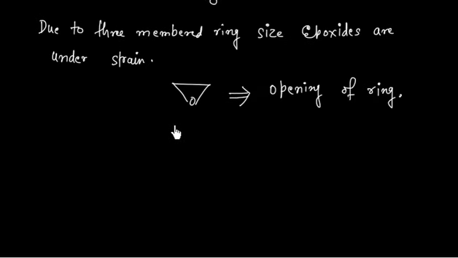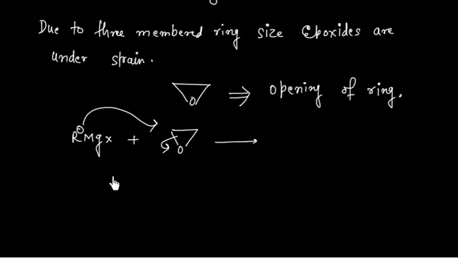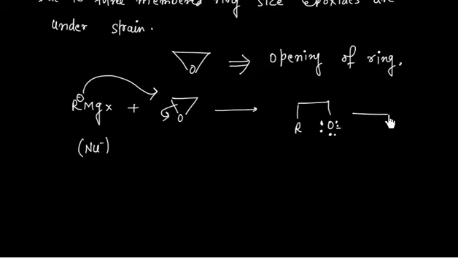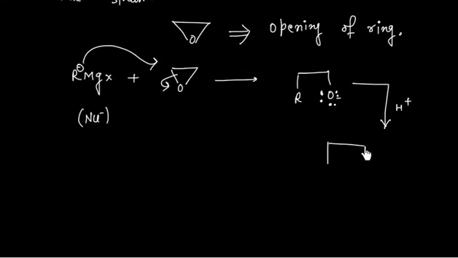Now when this epoxide is reacted with a Grignard reagent, let us say RMgX, this will act as a nucleophile. This will attack on this carbon and this will open up. So the Grignard reagent is acting as a nucleophile. It will give O minus and R will be attached on one carbon. On further acidification of this compound, we will have an alcohol.